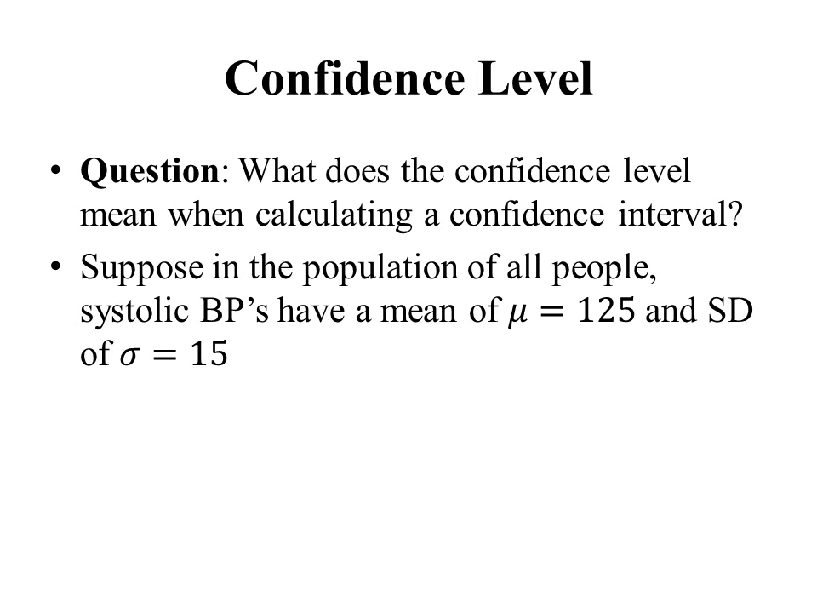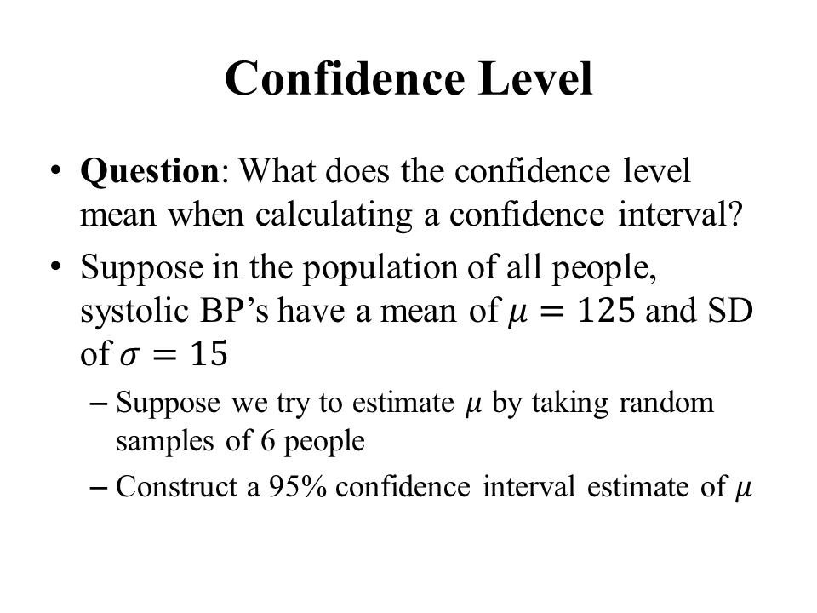Suppose that in a population of all people, systolic blood pressures have a mean of 125 and a standard deviation of 15. Now, this is going to be a hypothetical situation, so exactly how we know that mu equals 125 isn't at all relevant. This is a purely hypothetical situation. But we're going to use this situation to illustrate this idea of what a confidence level means.